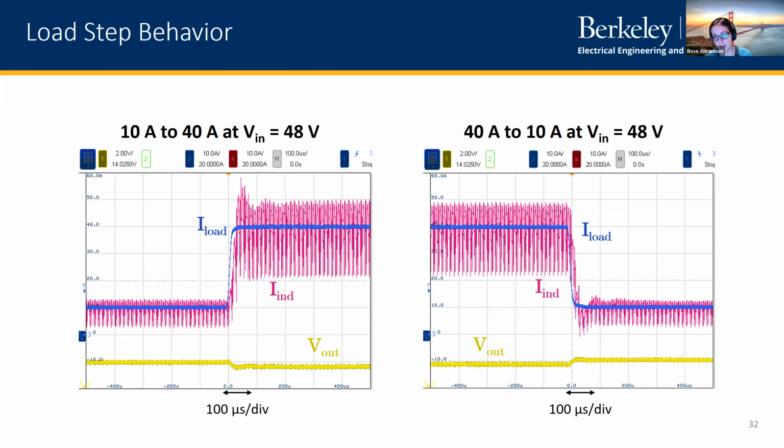And then if you look at the graphic on the right, from a step down from 40 amps to 10 amps, you see similar kind of behavior. There's a little bit of an undershoot in the inductor current and a very small amount of overshoot for the output voltage. But again, these are stabilizing pretty quickly to their steady state values. And so this shows a nice operation through these large step transitions.